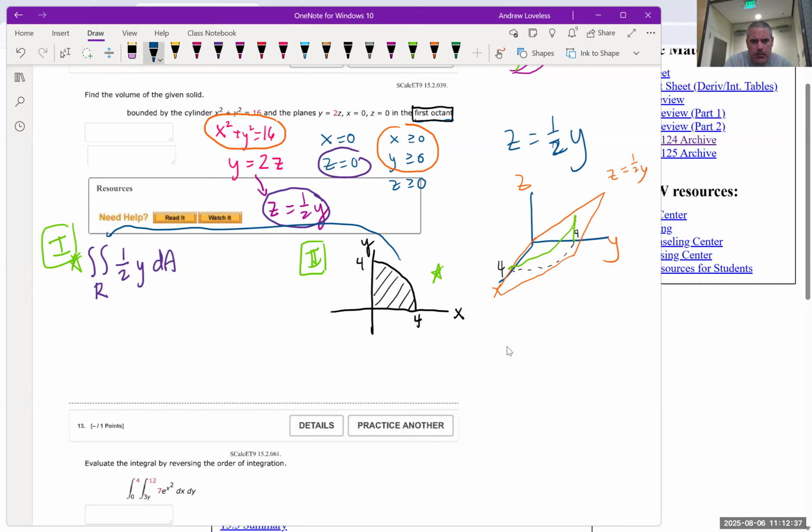Okay, so if you do it in terms of x, you're going to label this x. You're going to ask yourself what the biggest and smallest x can be. And then you're going to give your functions. So this would be the top bottom approach.